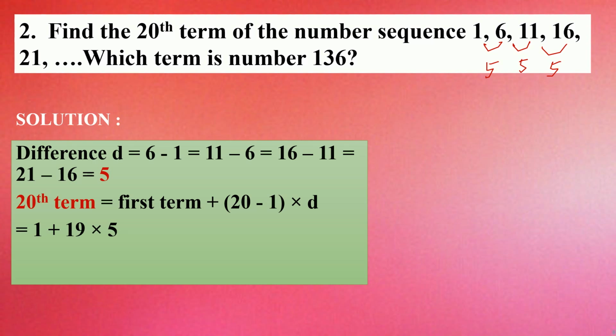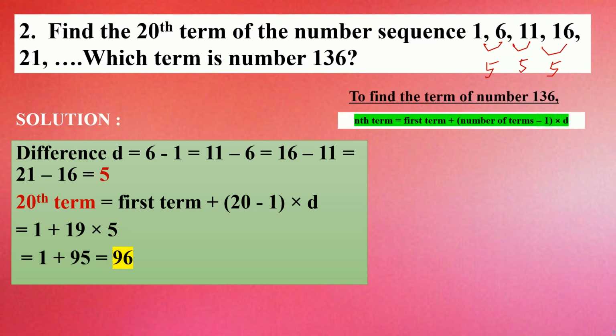First term is 1. 1 plus 20 minus 1, that is 19, into the difference d. So we have 19 into 5, that is 95. 1 plus 95 is 96. So therefore the 20th term is 96. Now we need to find out which term is number 136.